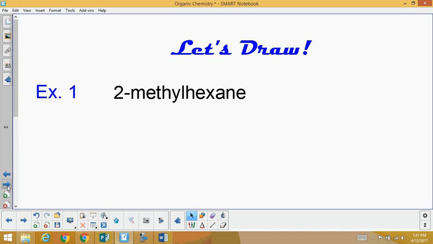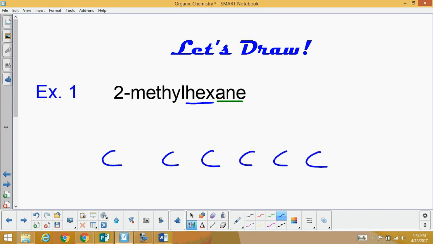So our first example is 2-methylhexane. I actually work backwards, and I literally go by each of these base words. So ane. I know everything I have to draw is an ane, that means a single bond. Next, what is our first set of carbons? It's hex, that's 6. So we'll do 6 carbons. There's 6 carbons. Here are the single bonds. So we're already done with hexane.